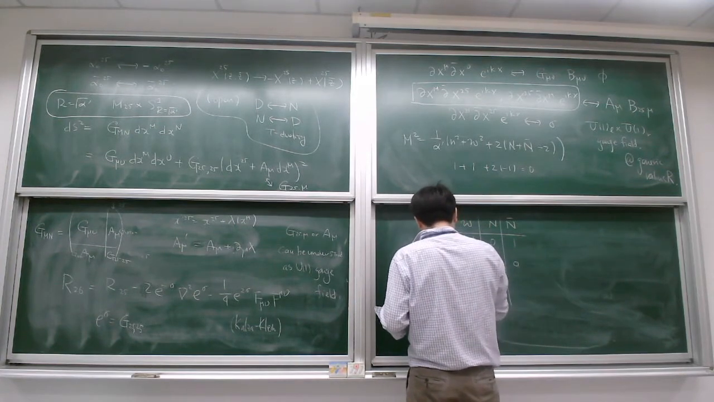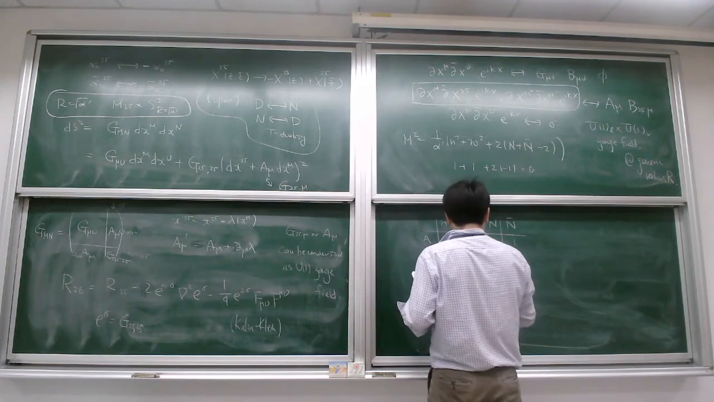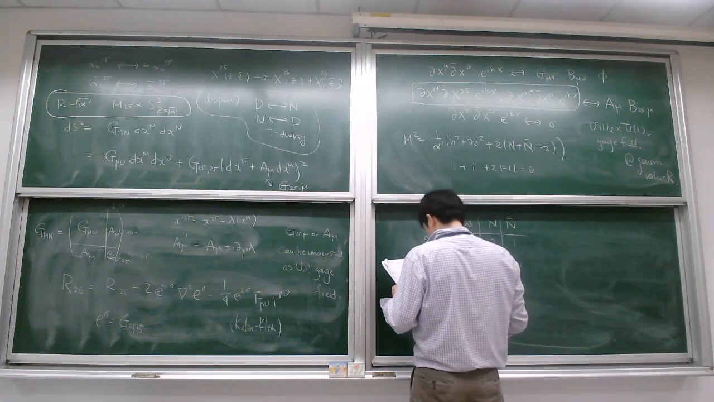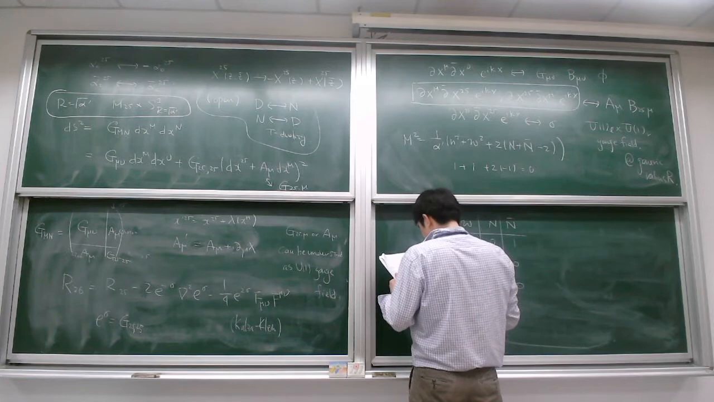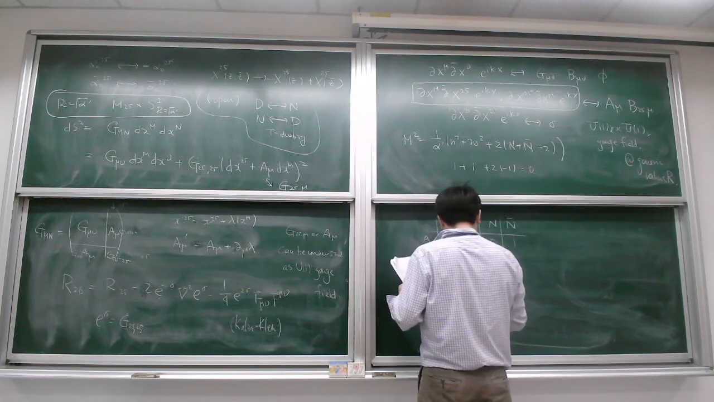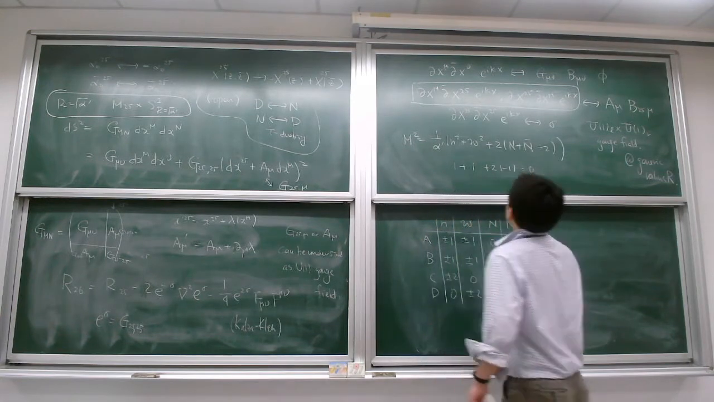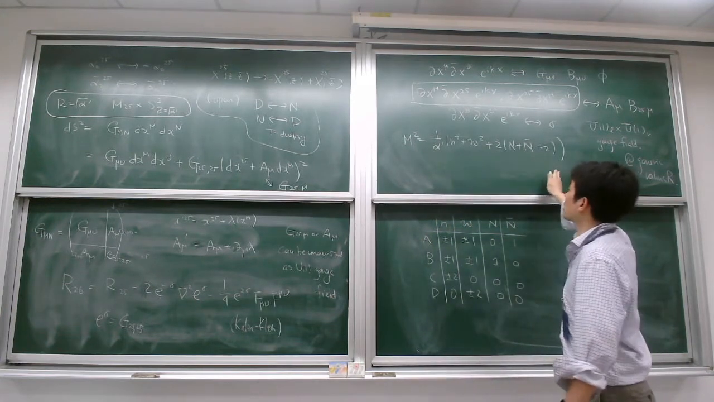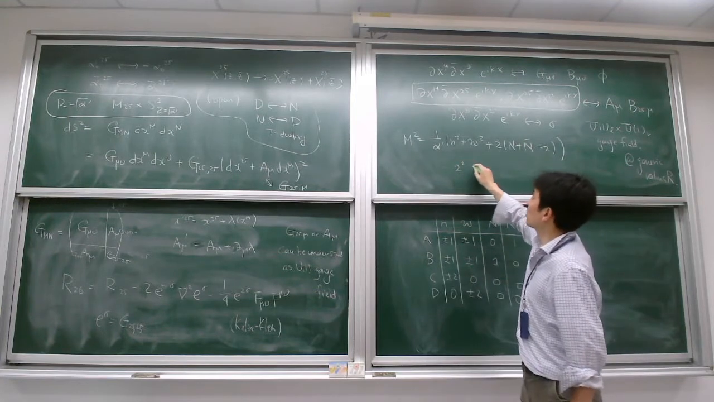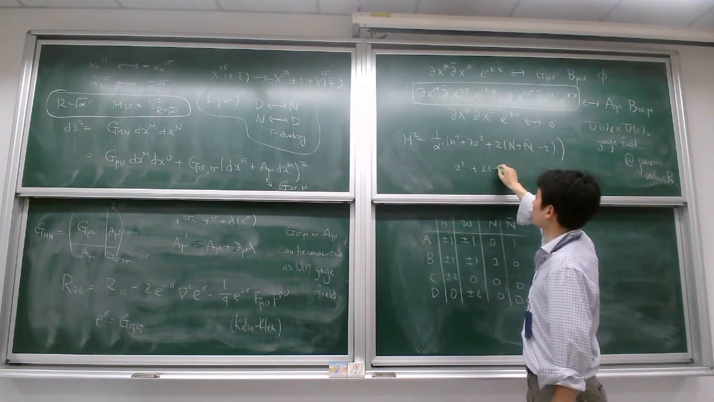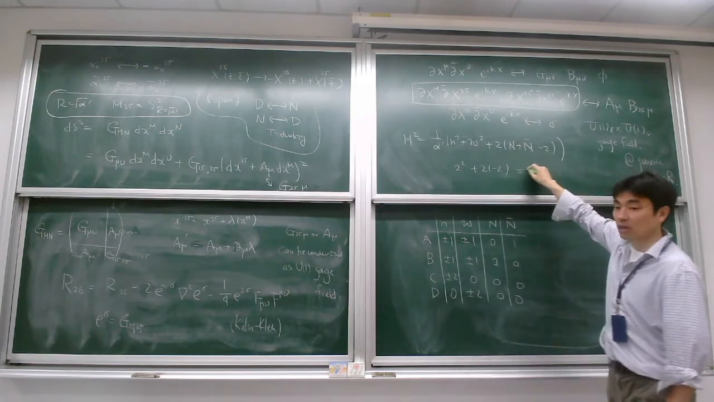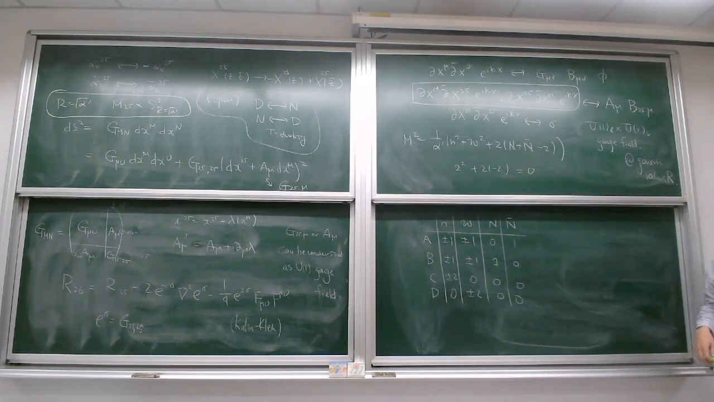So plus minus 2, 0, 0. The other case is just you have 2 squared plus 2 times minus 2. You get 0. Okay? C and D correspond to again massless. C and D become massless.